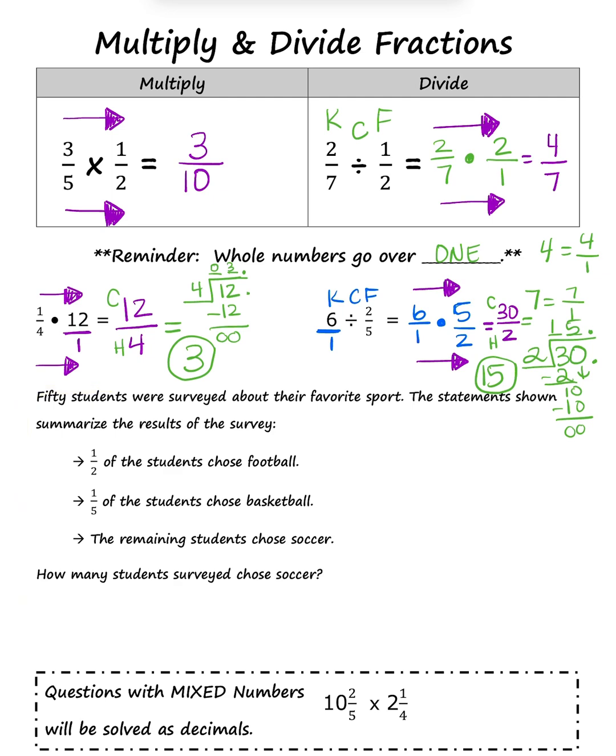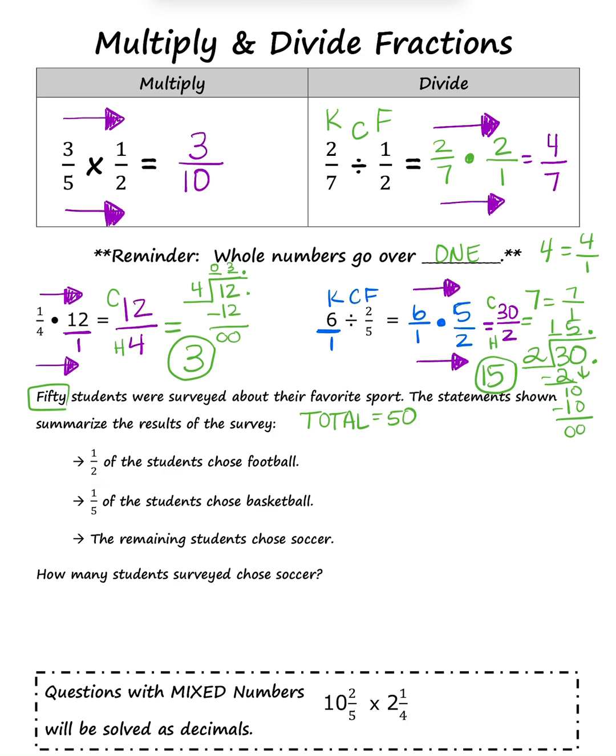So it says 50 students. So notice that they're kind of tricky there, and they wrote it as a word. So 50 students were surveyed about their favorite sport. So I'm going to come up here and say total is 50. Okay. 50 students were surveyed about their favorite sport. The statements shown summarize the results of the survey. So the first statement says 1/2 of the students chose football.